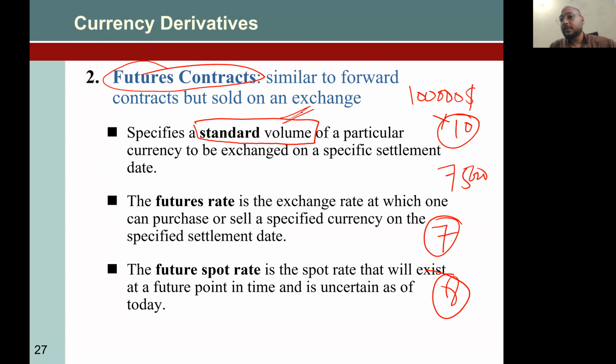Standardized. You cannot divide it. The forward is you just made one contract with $750,000. That's it, one contract, because that is customized. But here the future contract is standardized and they are traded in exchange, foreign exchange.